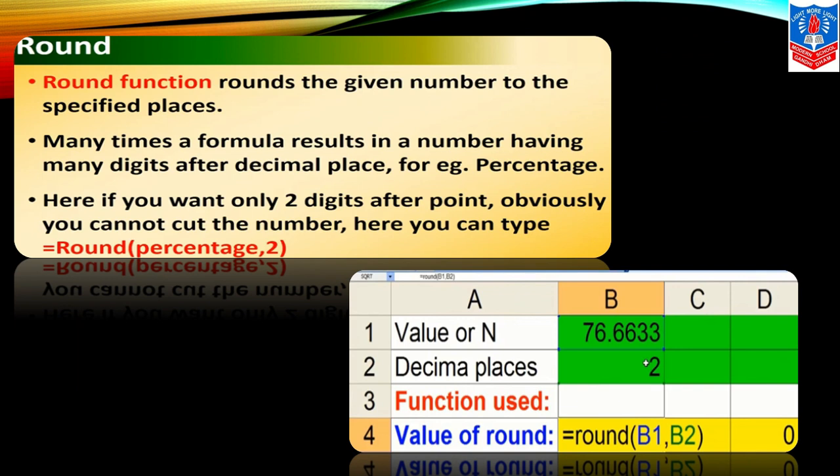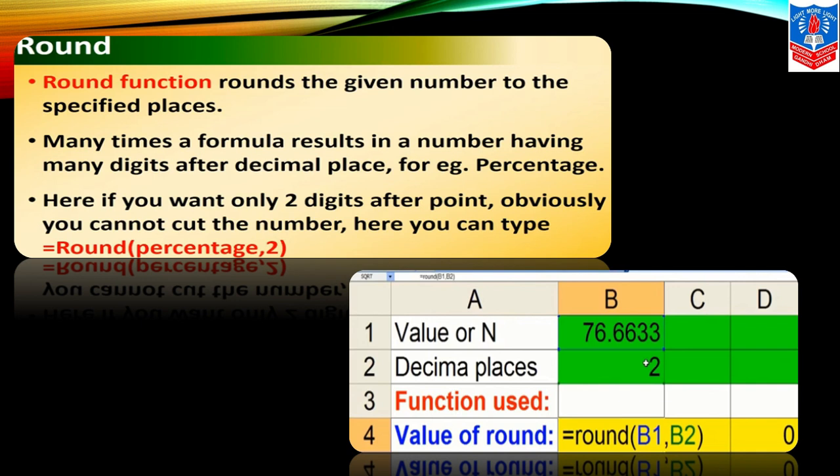Next, the ROUND function. The ROUND function rounds the given number to the specified places. Many times a formula results in a number having many digits after the decimal point, for example a percentage, right? So here, if you want only 2 digits after the decimal point, obviously you cannot cut the number. Here we can type =ROUND(percentage, 2). Okay, this is the syntax, children.